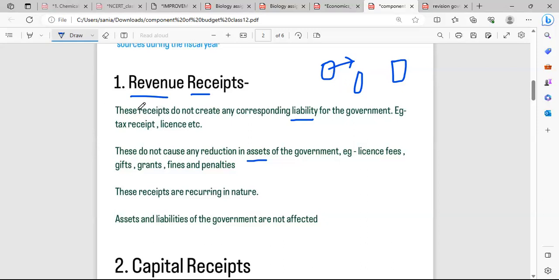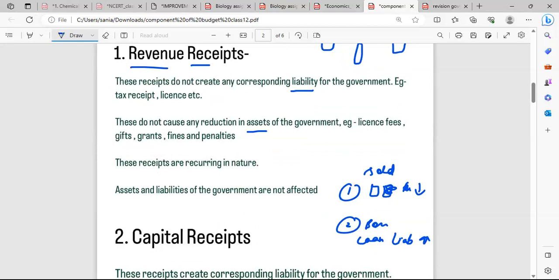So let's understand these receipts. For example, you sold something. You had two houses and you sold one. Your asset is decreasing. Yes or no? Second, you borrowed it from someone. You took a loan. Now your liability has increased. Now every time you have it in your head: oh my God, I have to return it.